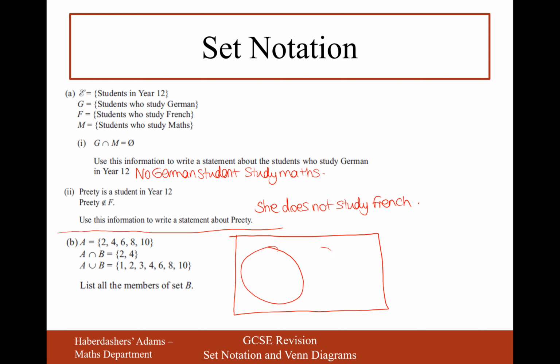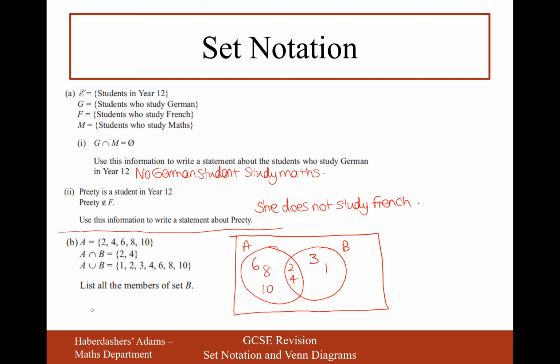We can visualise this. So, in the set A exists the numbers 2, 4, 6, 8, and 10. But the intersection of A and B is 2 and 4. So 2 and 4 exist in both. We have, therefore, the numbers 6, 8, and 10 that exist in just A. And if A or B is equal to this set of numbers here, then we know that 3 and 1 exist over this side here.